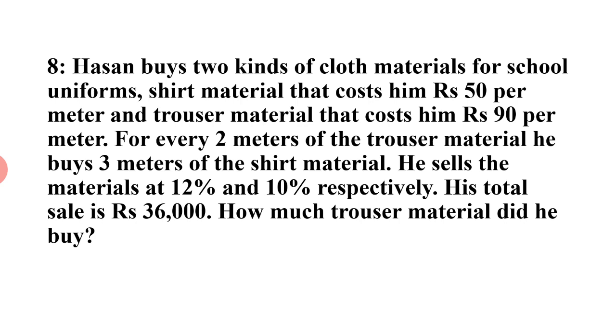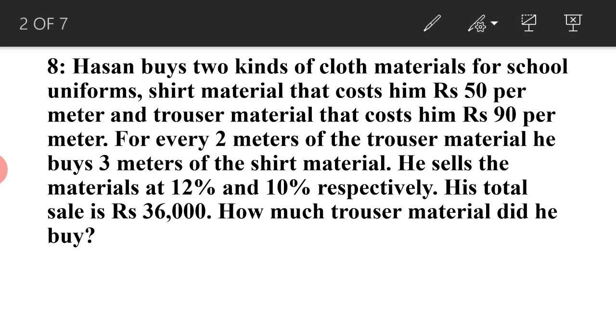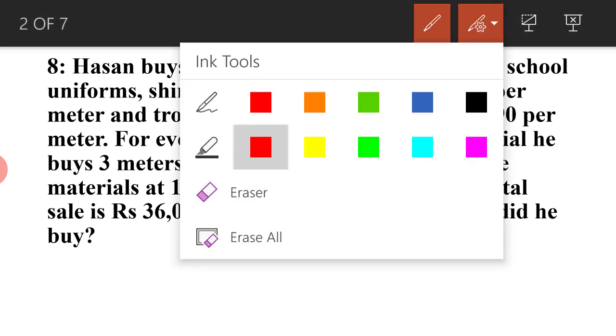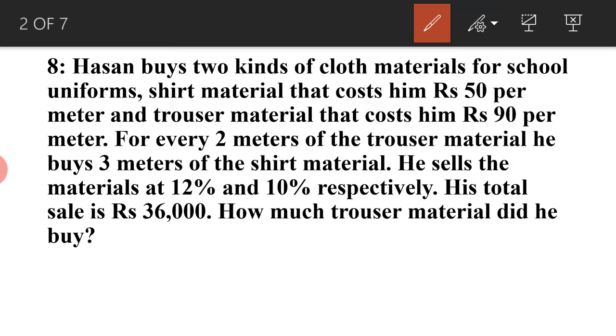Quite a lengthy problem. Once again, we will read the problem to understand each and every part of the question. Is it okay? So now Hassan is buying two kinds of cloth material. One is shirt material and another one is trouser material. The rate of shirt material is rupees 50 per meter and the rate of trouser material is 90 per meter. For every 2 meters of trouser material, he buys 3 meters of shirt material.